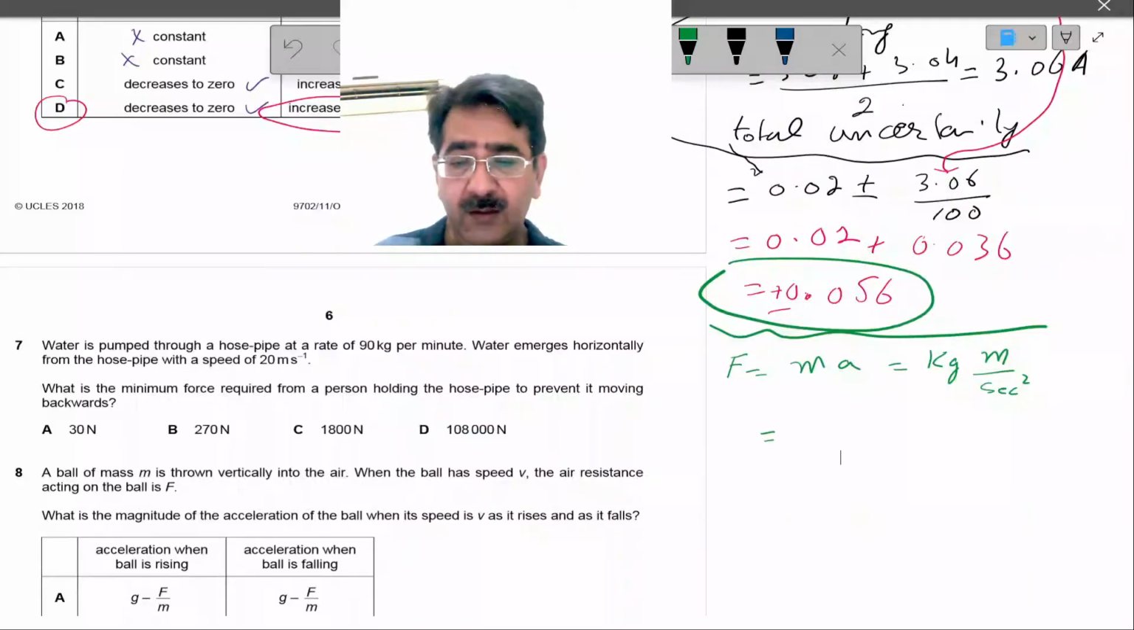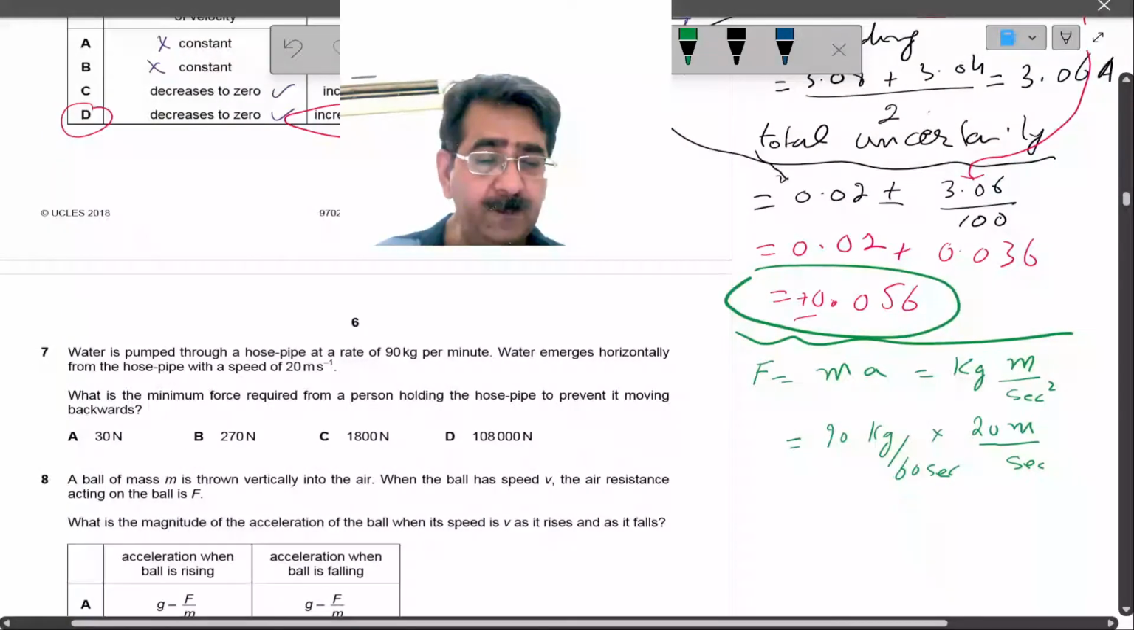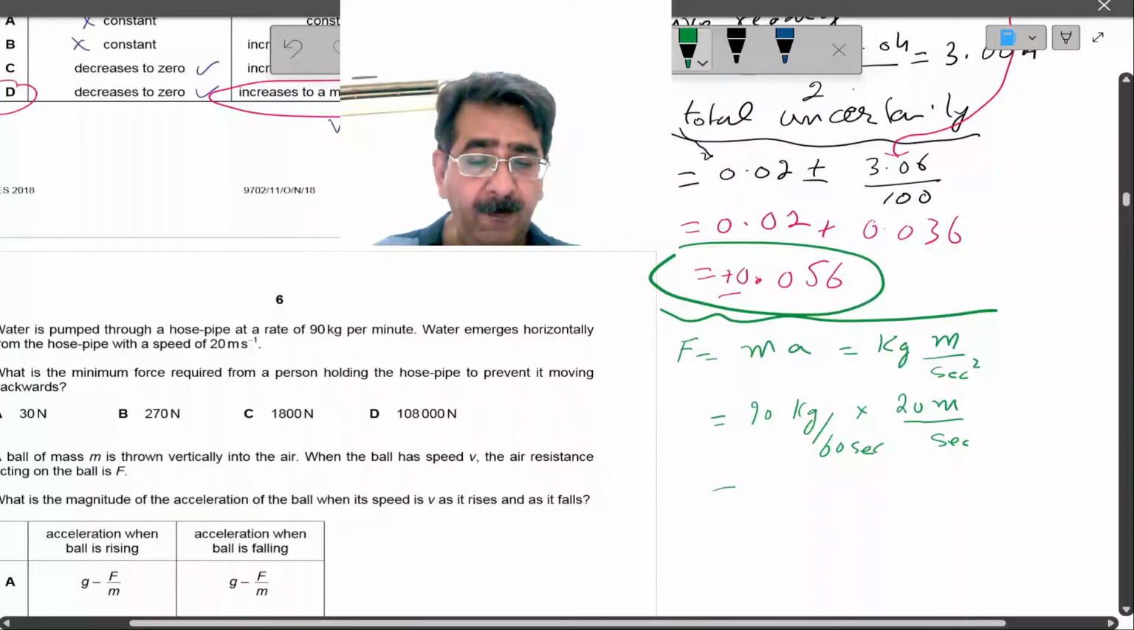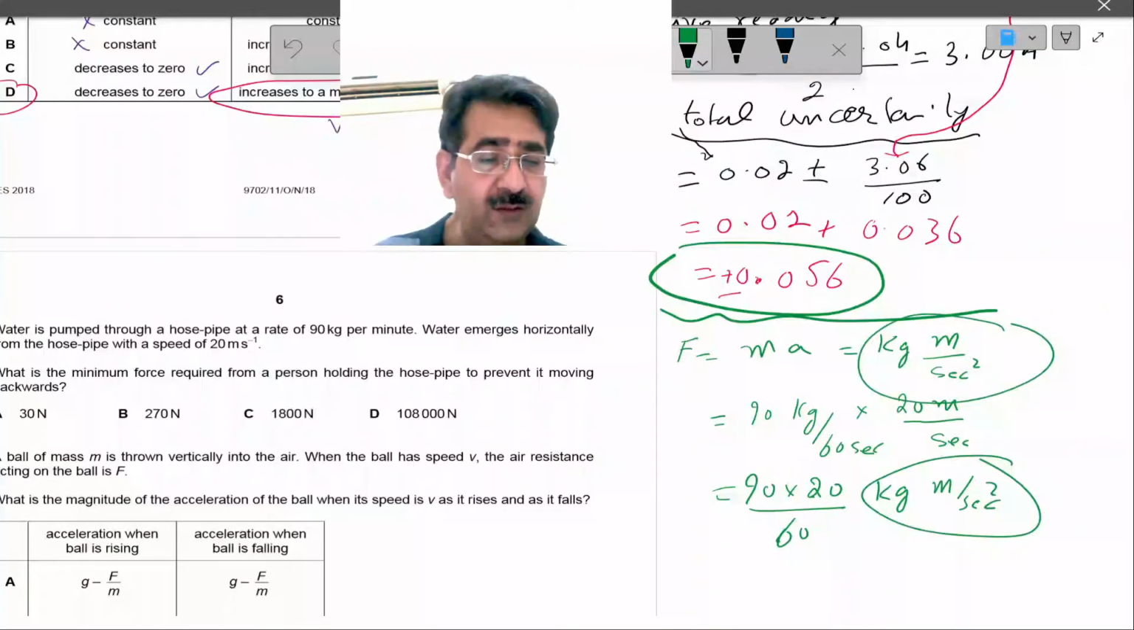So what is given? The given data is 90 kilogram per minute. When we convert it into seconds, that is divided by 60, multiplied by the velocity. Velocity is 20 meter per second. So 90 multiplied by 20 divided by 60 kilogram meter per second square, because the units are the same. So this is actually the force.